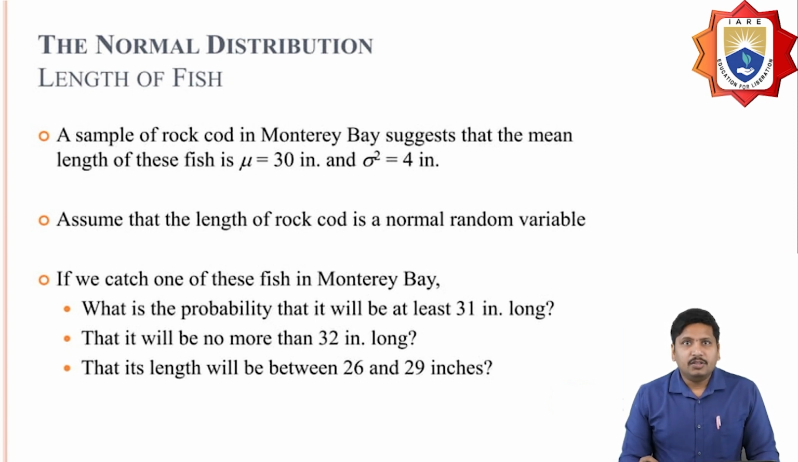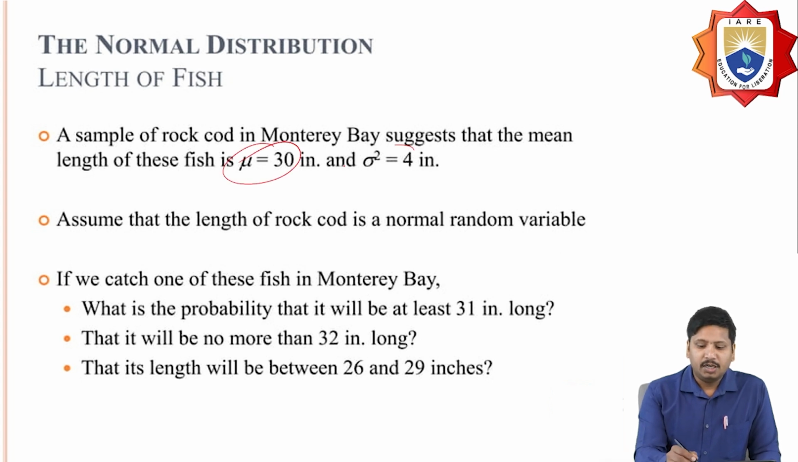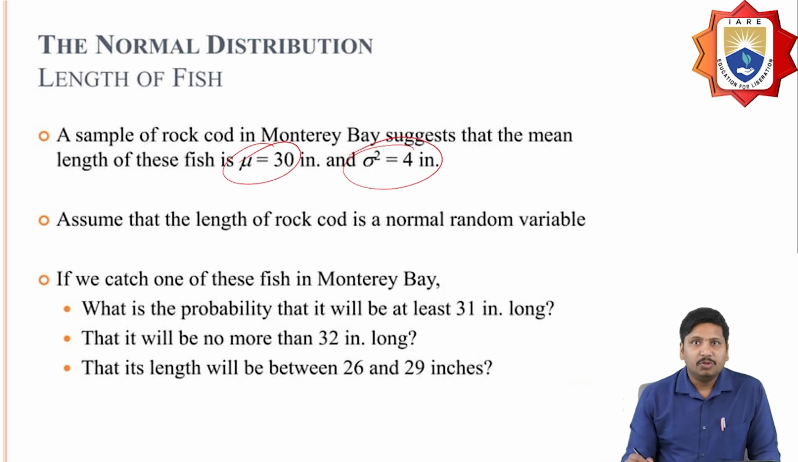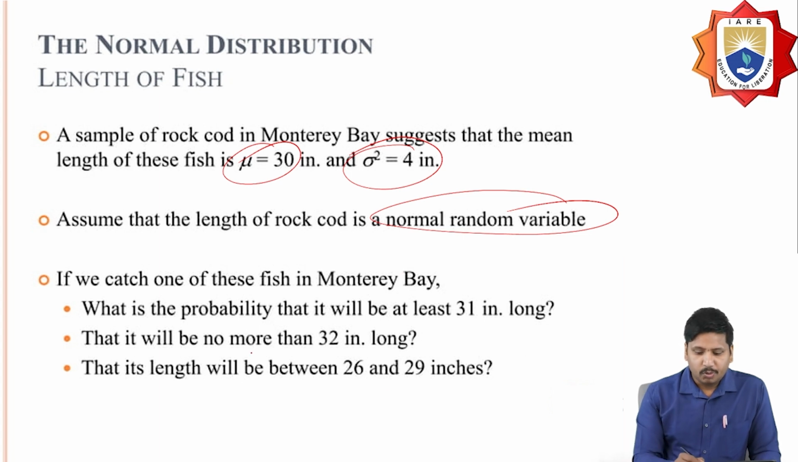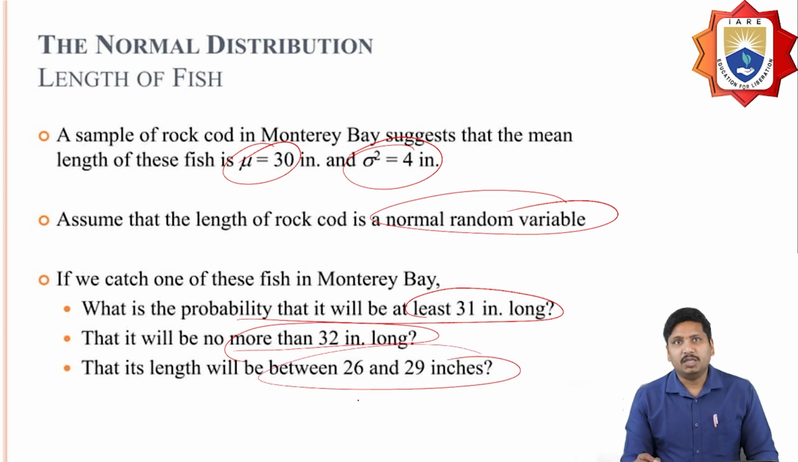Suppose we want to find the length of a fish. A sample of rock cod in Monterey Bay suggests that the mean length of the fish is this and the standard deviation is this. Assume that the length of rock cod is a normal random variable. Suppose we catch one of the fish in Monterey Bay. What is the probability that it will be at least 31 inches long, what is the probability that it will be more than 32 inches, and what is the probability that it will lie between 26 and 29 inches?